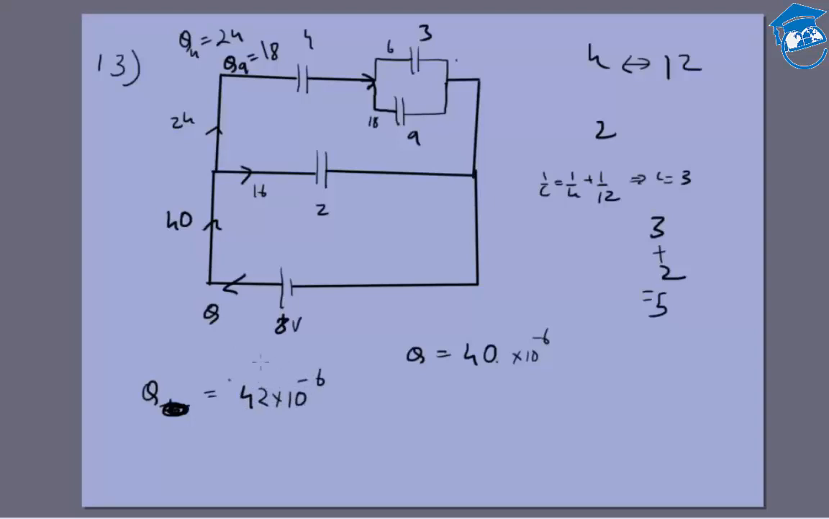So what would be the electric field at a distance 30? KQ by R square, 9 into 10 to the power 9 into 42 into 10 to the power minus 6 by R square, 30 square, 900. So what we get is, this is 10 to the power 7. So what we get is 420. So the answer to question 13 is 420, which is option 3.